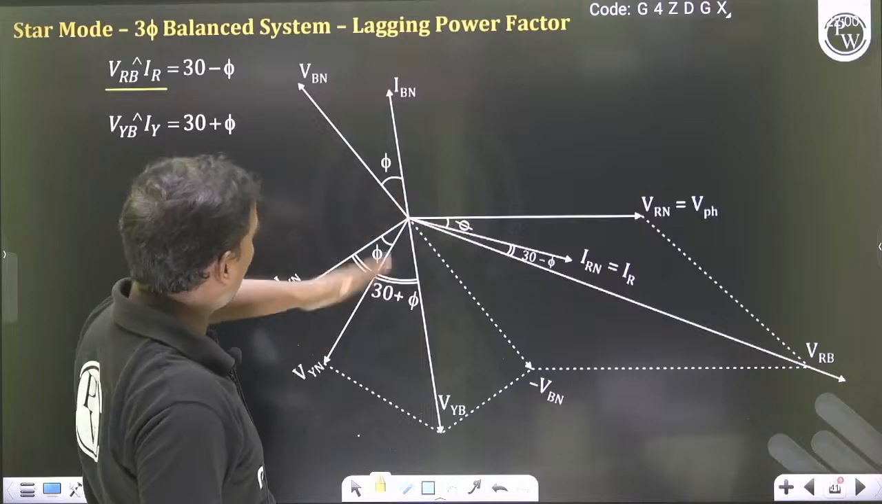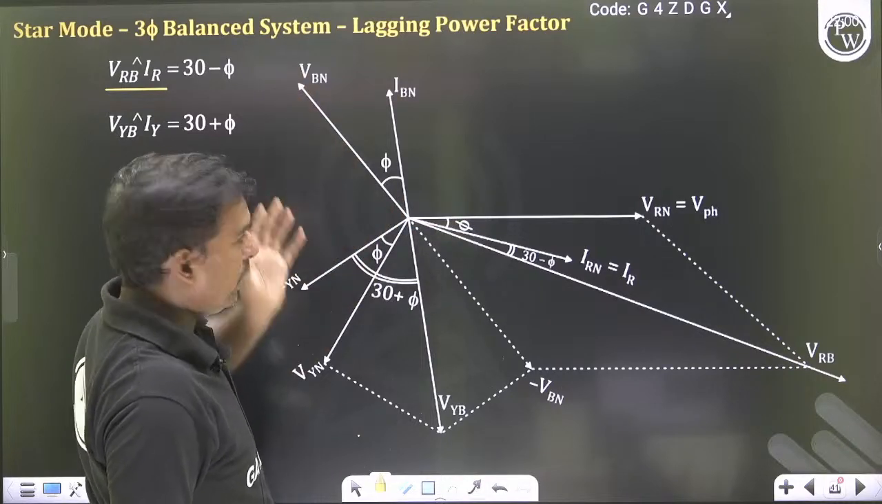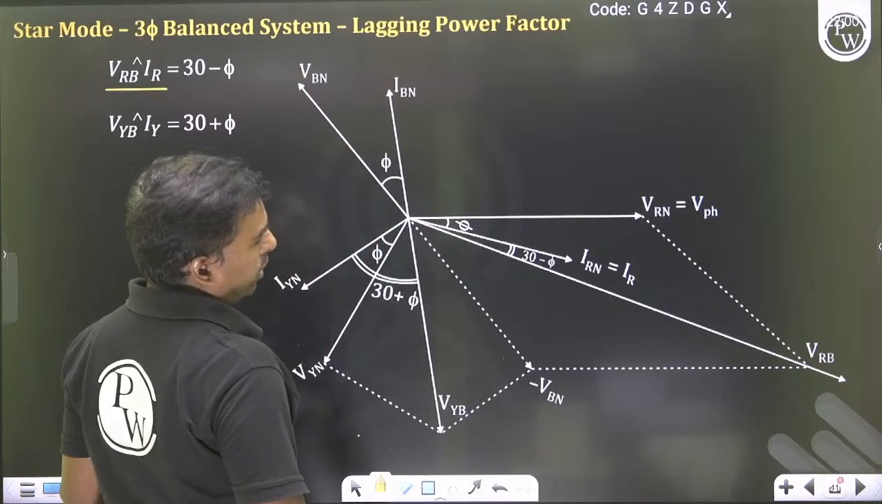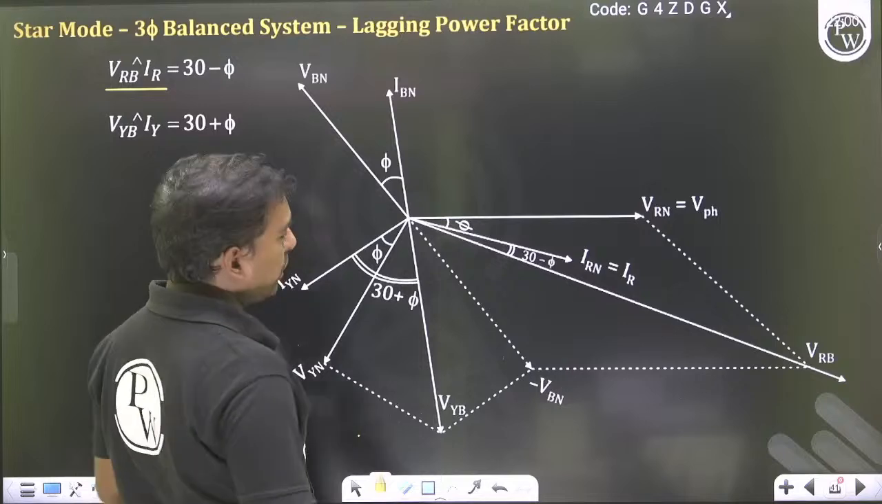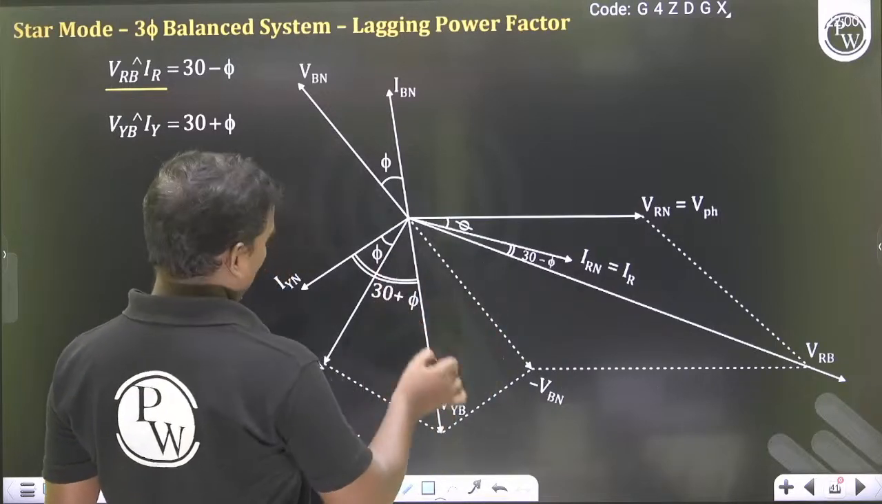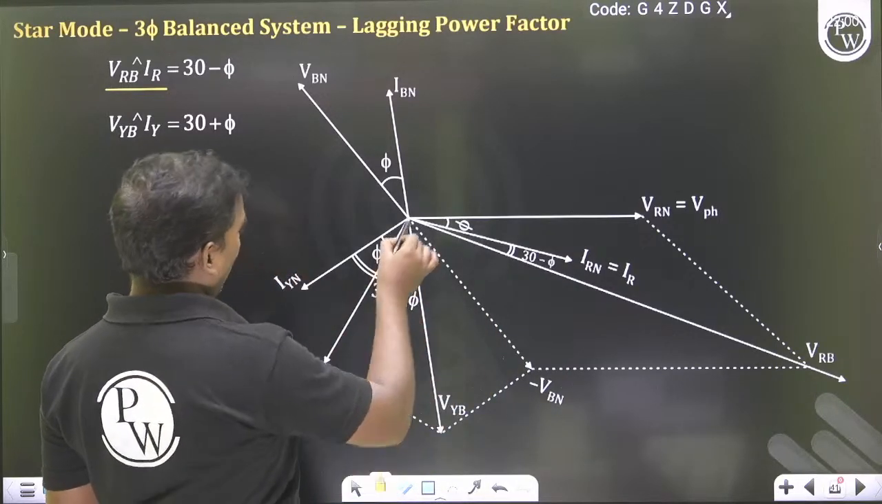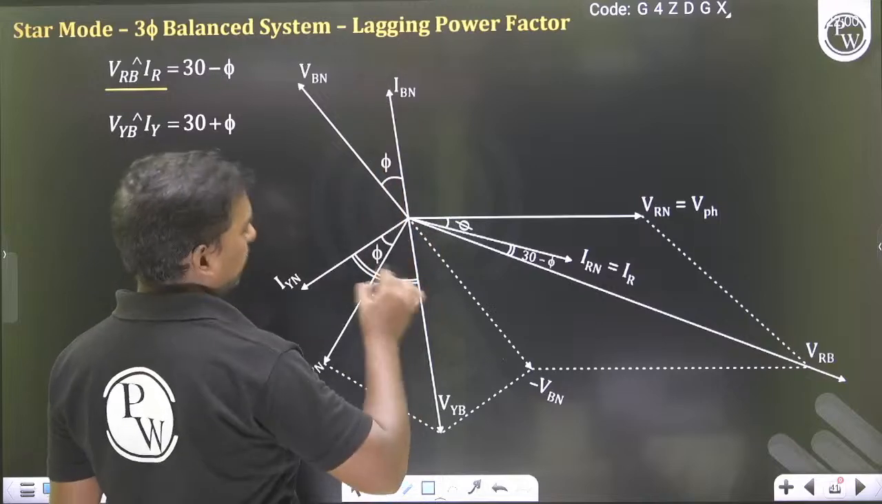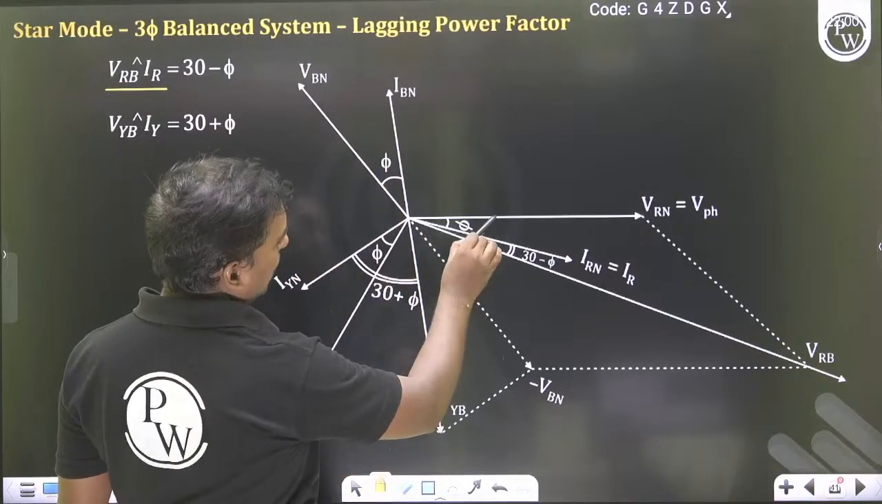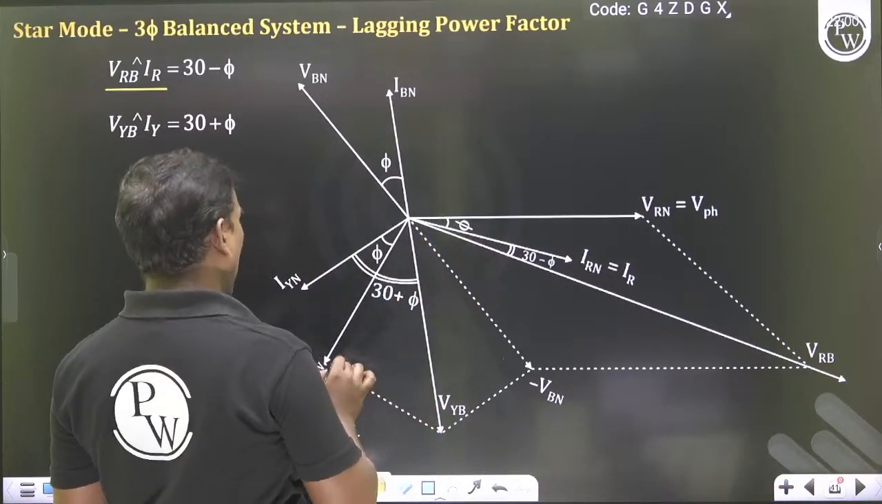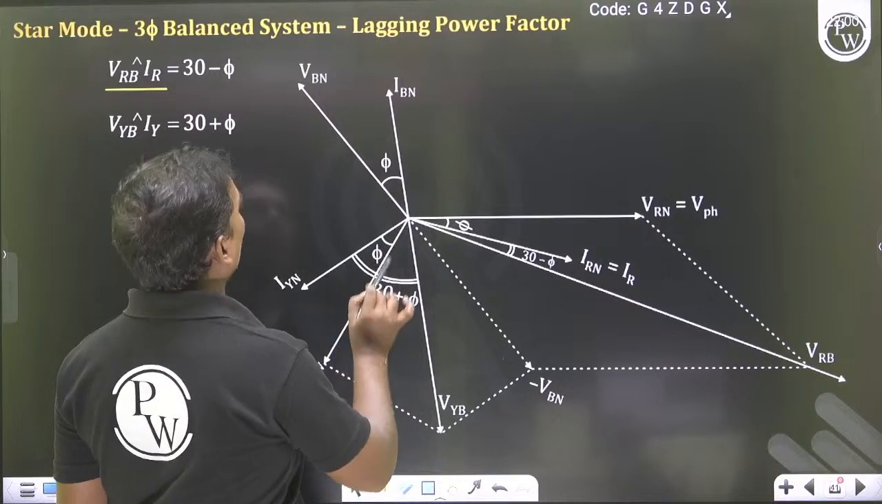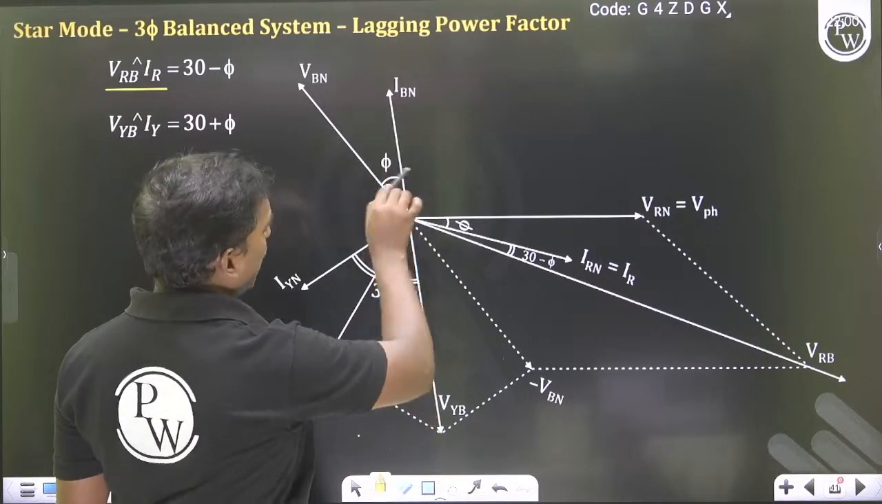Try to understand this phasor very clearly. VRN, VYN, VBN. Okay. Next, I think you know phase current lags the phase voltage. So this is the IR. So this is our IY, this is our IB. Okay. The angle between VRN and IR is phi. The angle between VYN and IY is equal to phi. The angle between VBN and IB is equal to phi.